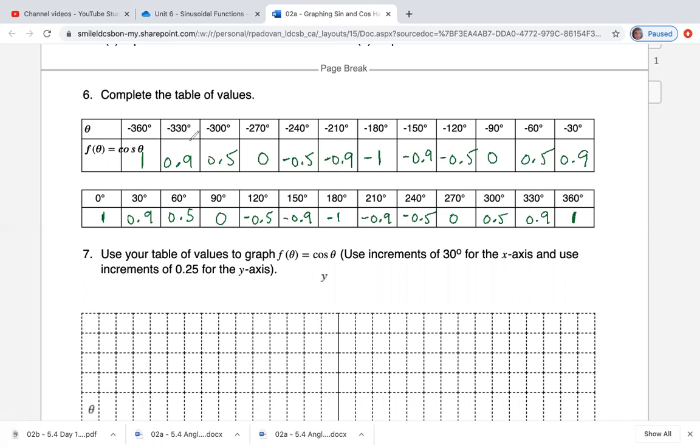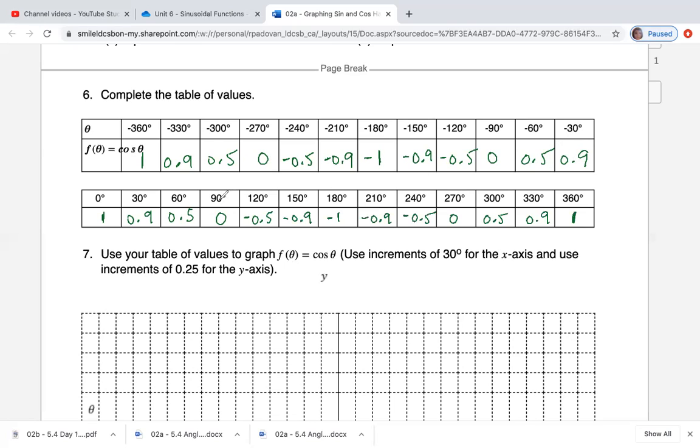Okay, so if you take a look, if you get cos of negative 360 degrees, you should get 1. Cos of, for example, negative 300, you should have 0.5. Cos of negative 270 is 0. Cos of negative 180 is negative 1. Cos of negative 90 is 0. Cos of negative 30 is 0.9.